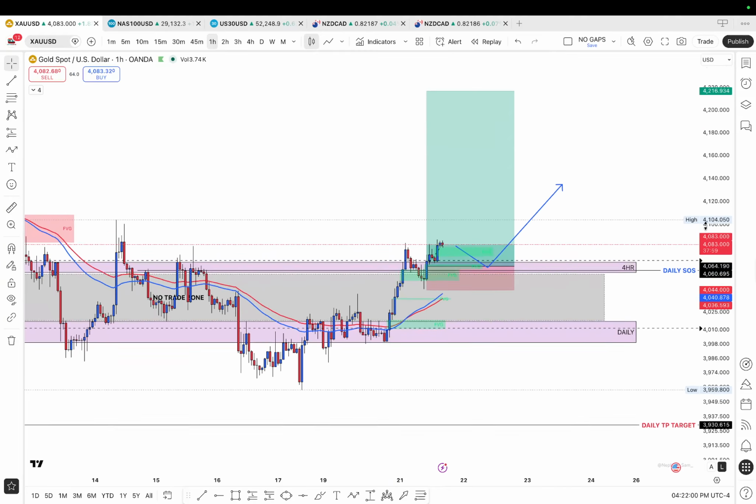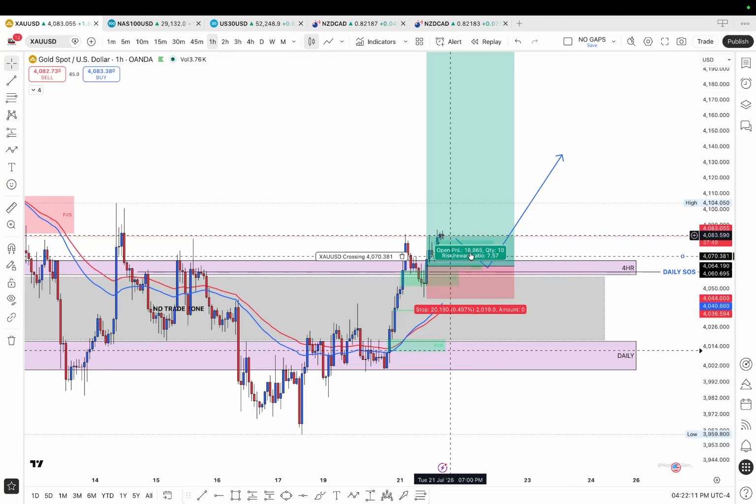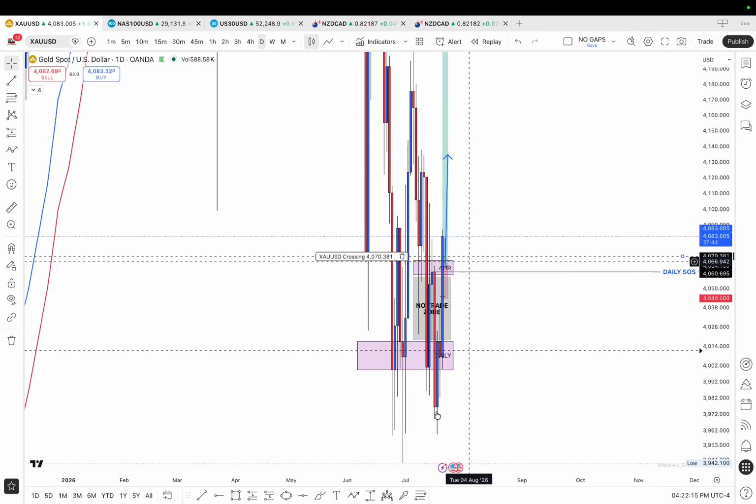I'm gonna tell you exactly what I'm looking for personally. I do have an alert sitting at 40.70. You can probably pull up a little bit. 40.70. I'm looking for gold to come back, retest this level. Also come back on the daily.